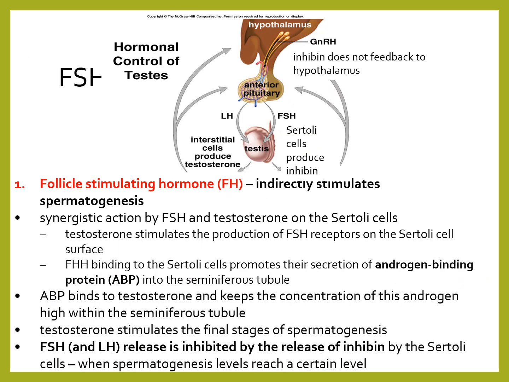Let's start off with follicle stimulating hormone. This is a hormone that's actually named for its role in the female reproductive system, in that it causes the development of follicles in the female's ovary. But in the male testes, it actually indirectly stimulates spermatogenesis. It acts synergistically with testosterone on the Sertoli cells. This means that by itself, FSH can stimulate Sertoli cells. By itself, testosterone can stimulate Sertoli cells. But you put them together and you get a synergistic or additive effect. And really, to be honest, if you want effective spermatogenesis, you need both FSH and testosterone.